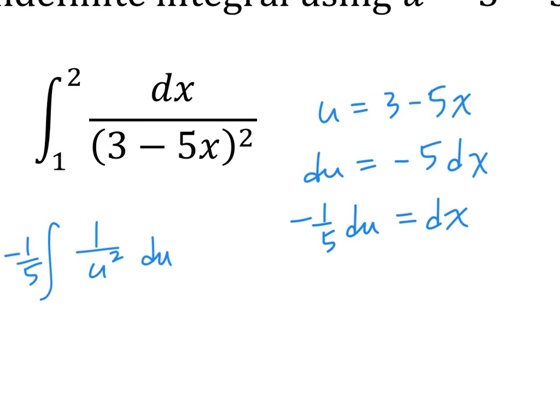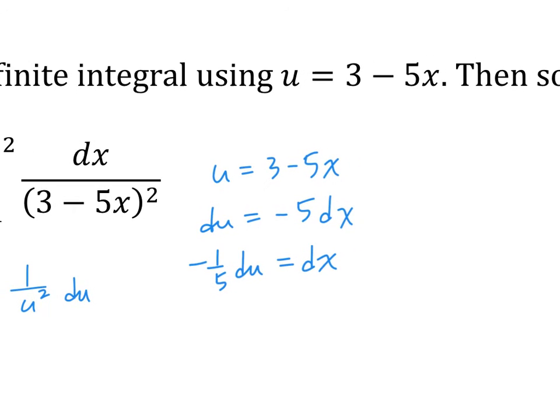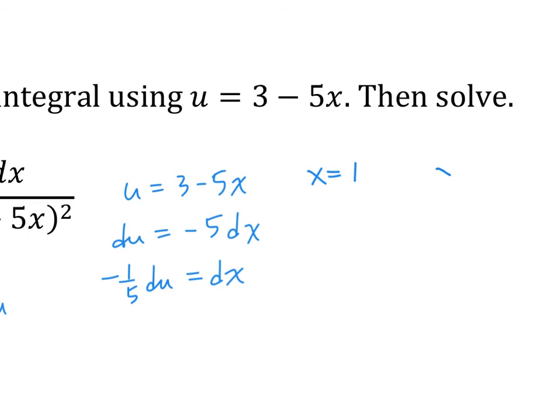Okay, so x is equal to 1 and x is equal to 2. We know that u is equal to 3 minus 5x. So that is 3 minus 5 times 1. That is minus 2. U is equal to 3 minus 5 times 2. That is minus 7.